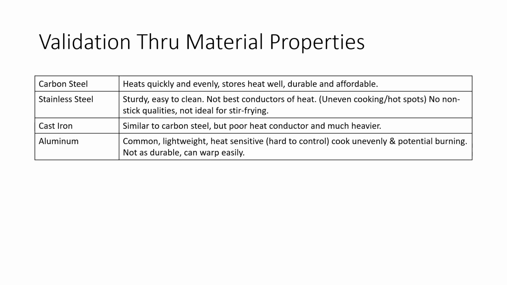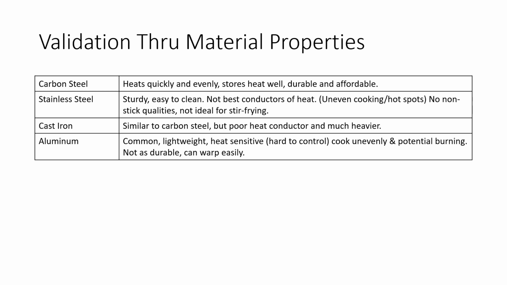Another way we can use validation through material properties is doing a little bit of research as to what each of these materials are capable of. So of the 4 that we have chosen, carbon steel, stainless steel, cast iron, and aluminum, we can consider for carbon steel, it heats up quickly, it cooks evenly, and it stores heat well, making it durable and affordable.